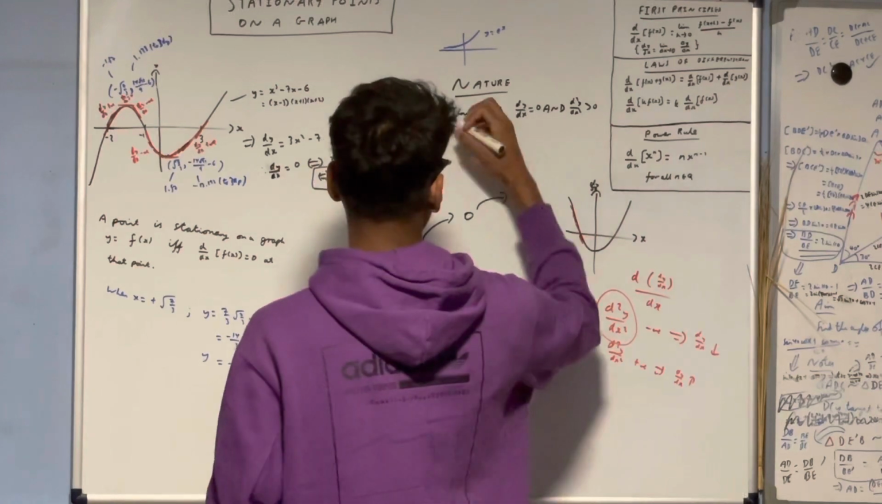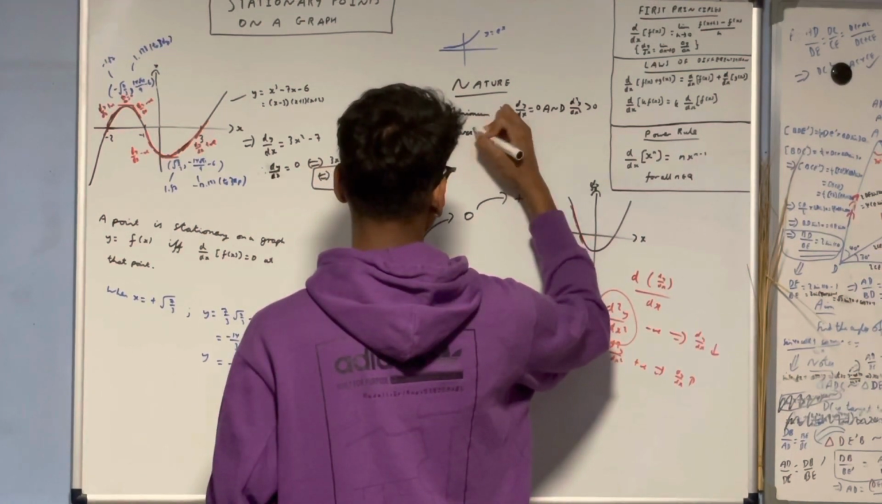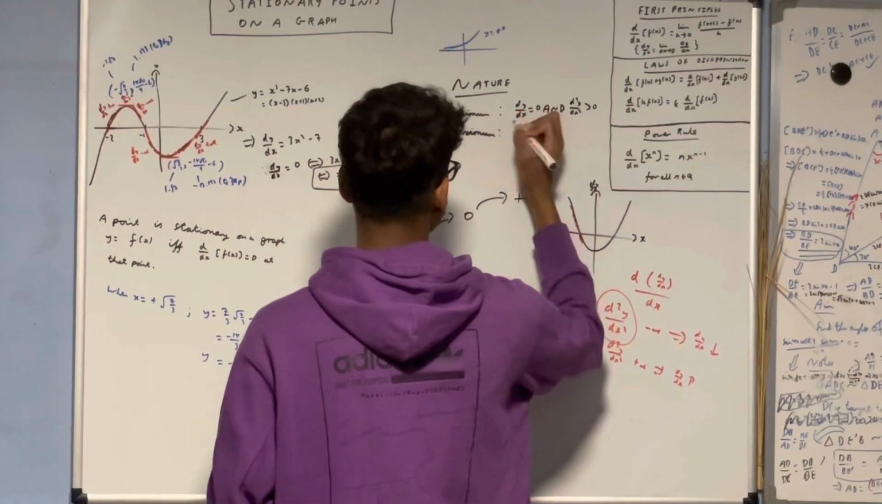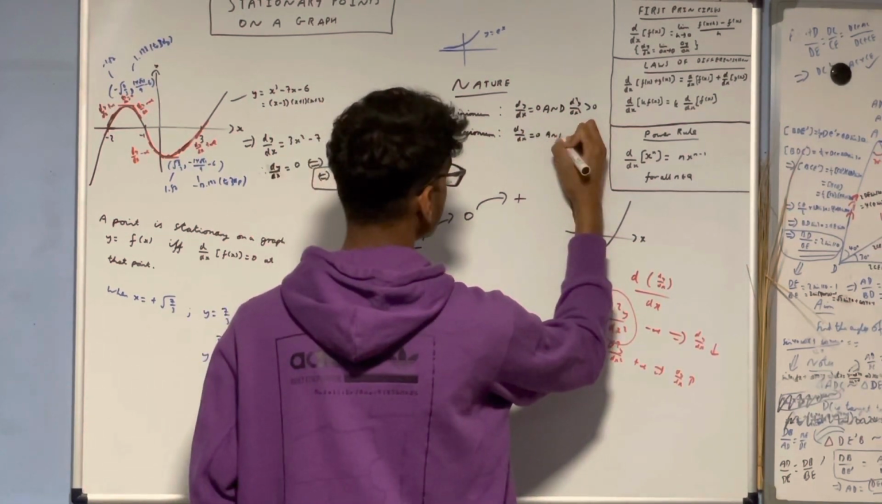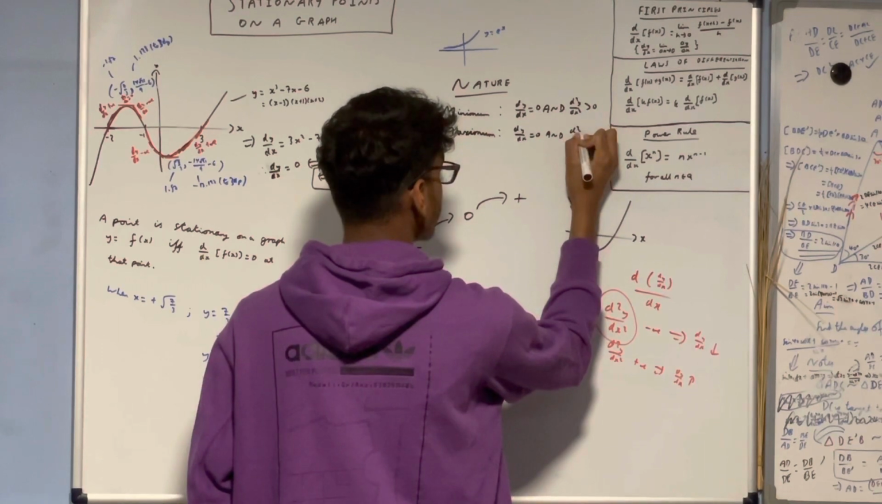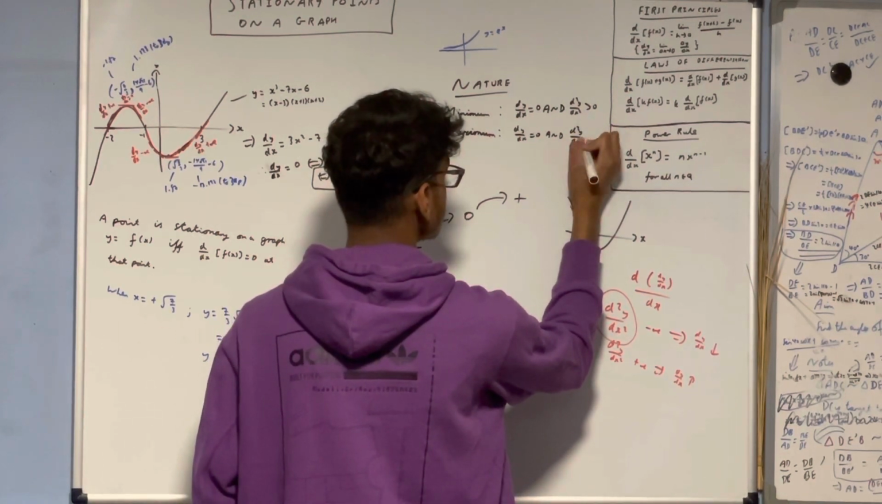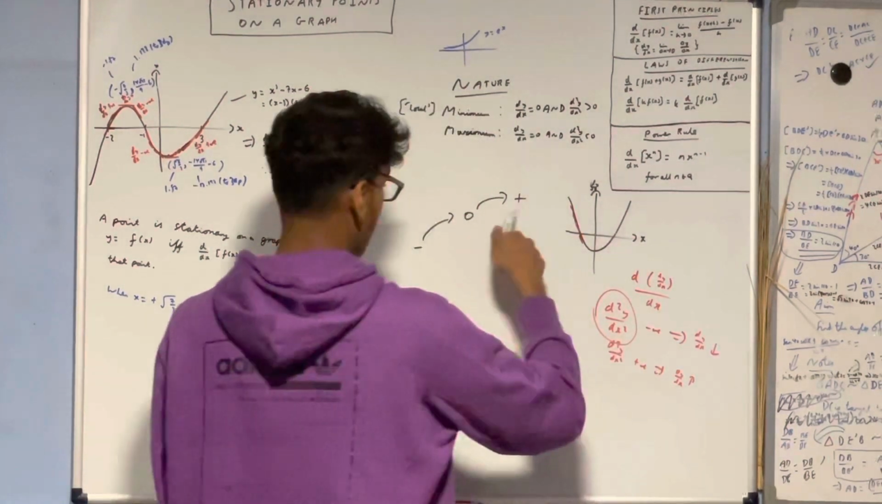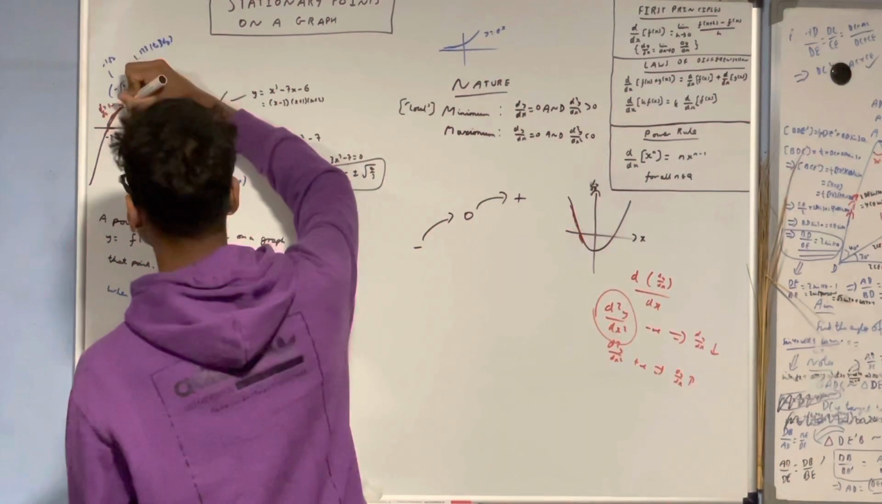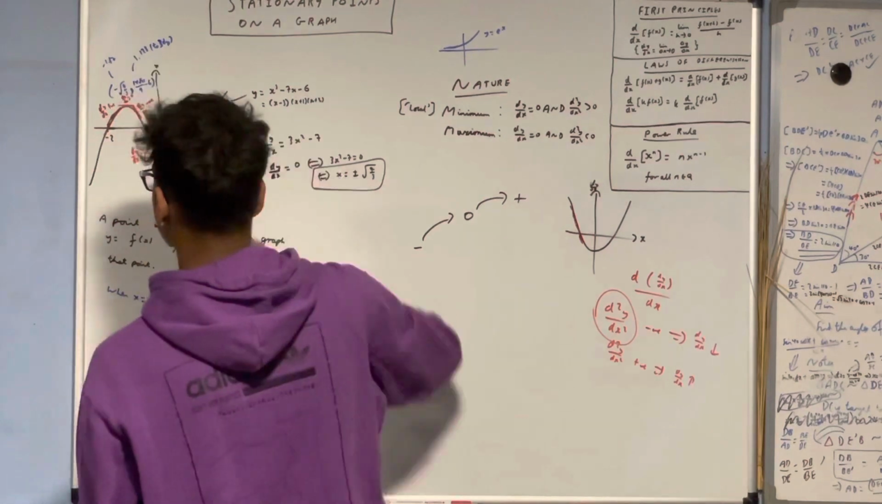And likewise, at maximum points, dy by dx is again equal to 0, but d squared y by dx squared is less than 0 because you're going from positive down to 0 down to negative at these infinitesimal points here.